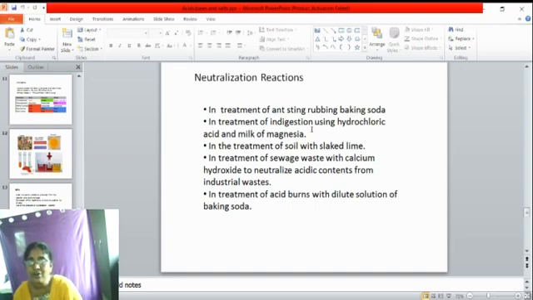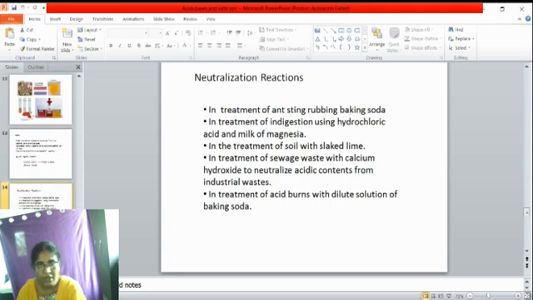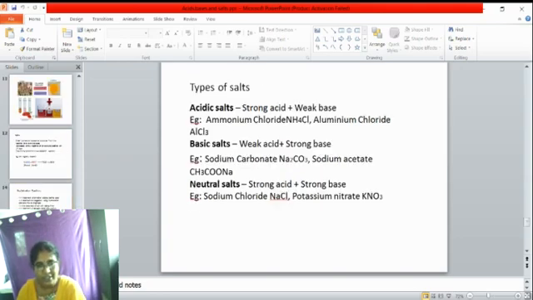you have touched or the acid has fallen onto your skin, so that burn, okay, is treated with diluted solution of baking soda, that can reduce the pain of the acid. So that is about your neutralization reaction.